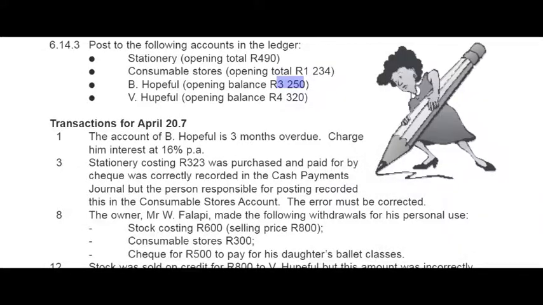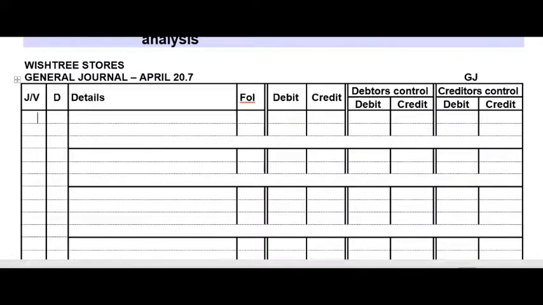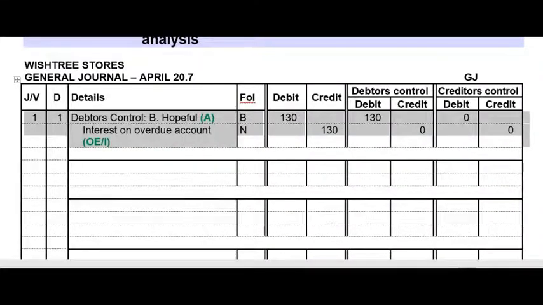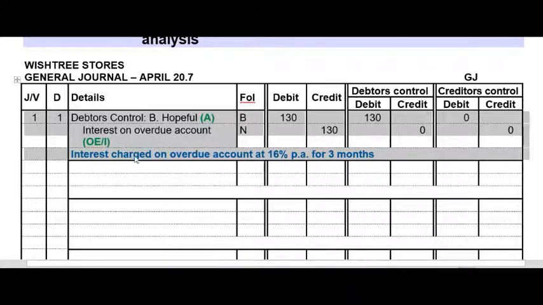Okay, this will be recorded in the general journal. The account that is debited is the debtors control account because he owes us more money. Account credited is interest on overdue account, which is an income account, and you say interest charged on overdue account at 16% per annum for 3 months.